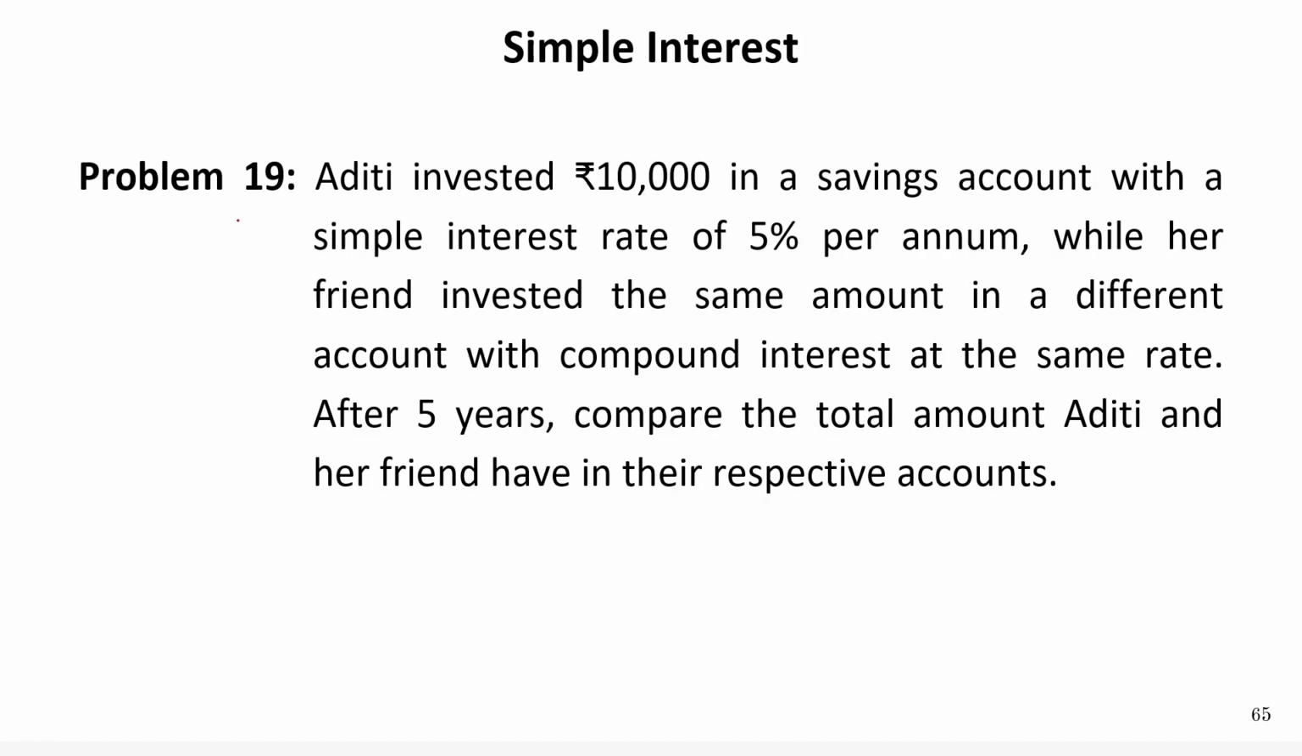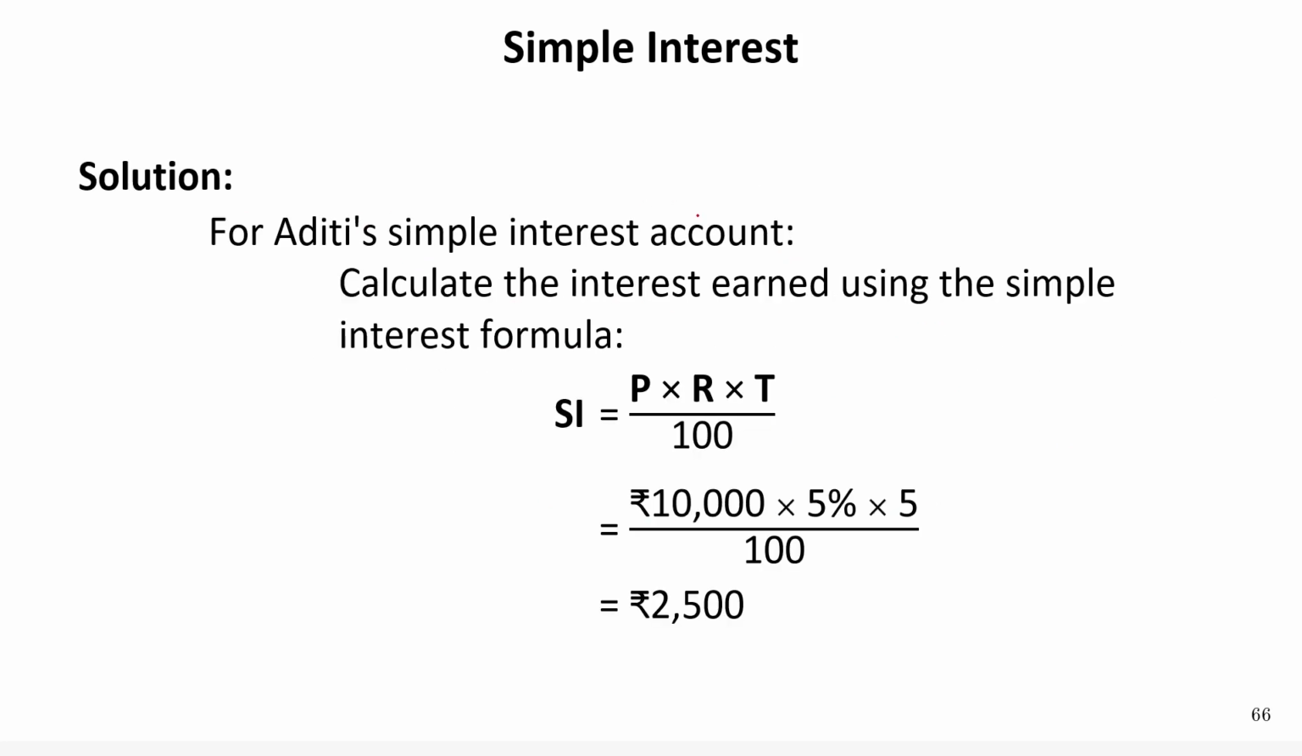So let's see problem number 19. Aditi invested 10,000 in a savings account with a simple interest rate of 5% per annum, while her friend invested the same amount in a different account with compound interest at the same rate. After 5 years, compare the total amount Aditi and her friend have in their respective accounts. So Aditi's simple interest account will be what? SI is equal to PRT by 100 is equal to 10,000 into 5 by 100. So it will be 2,500.